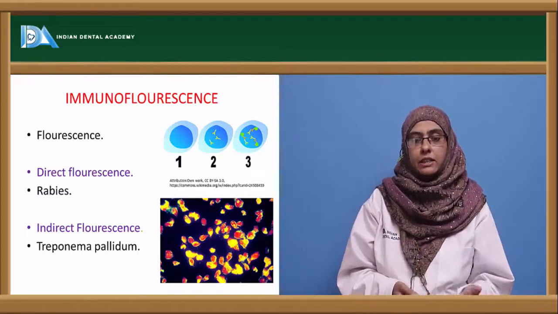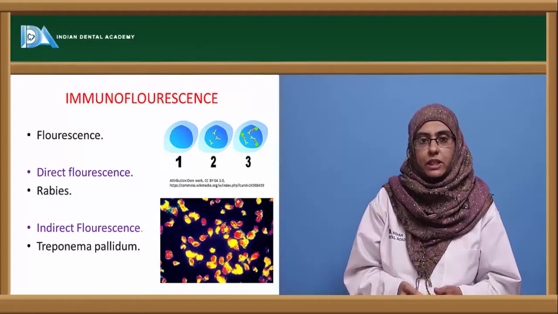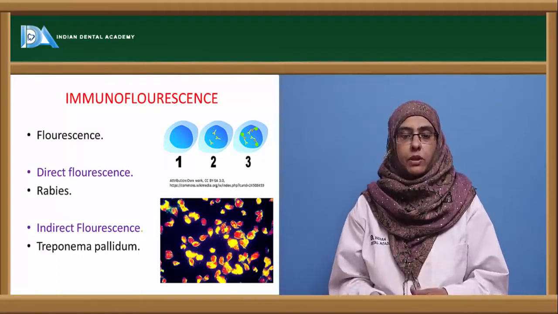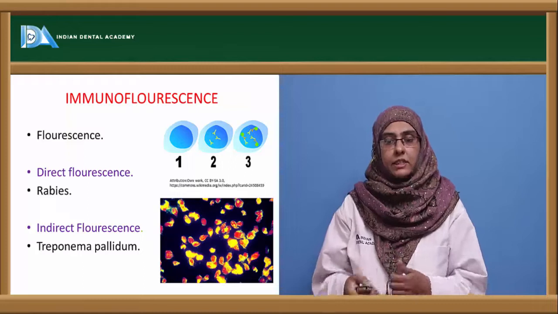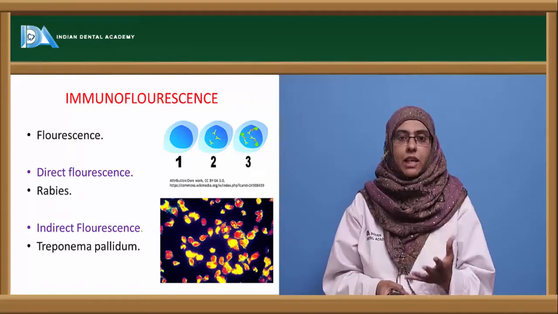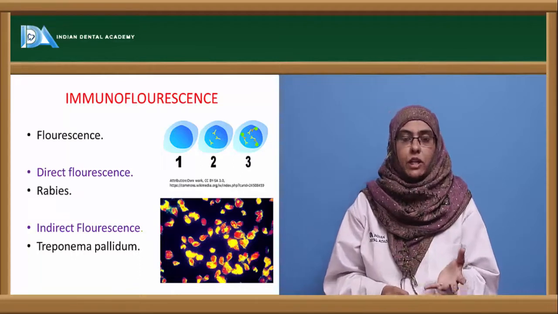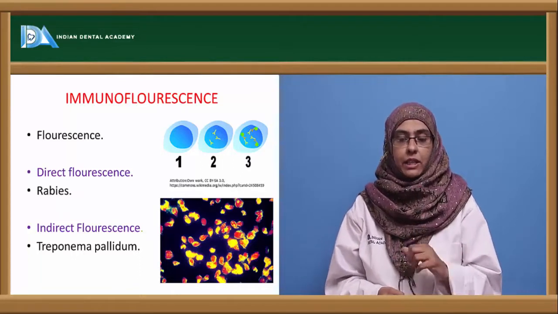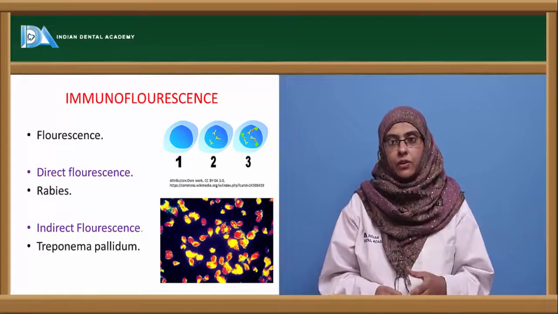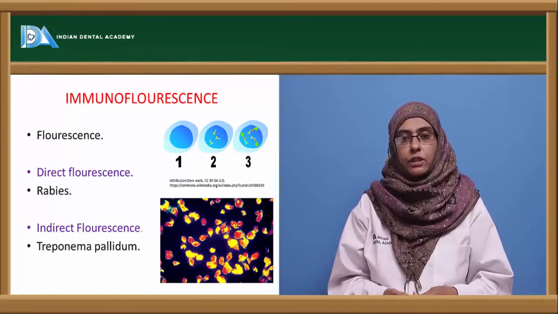There are different dyes that can be used in this immunofluorescent technique, that are conjugated to either the antigen or the antibody. When there is an interaction, these fluorescent dyes fluoresce and give away a different light against a dark background. So it is an orange-red color or a green color that can be easily identified under the fluorescent microscope.